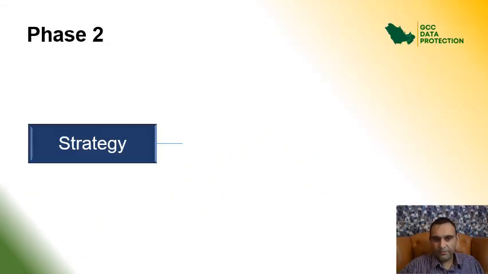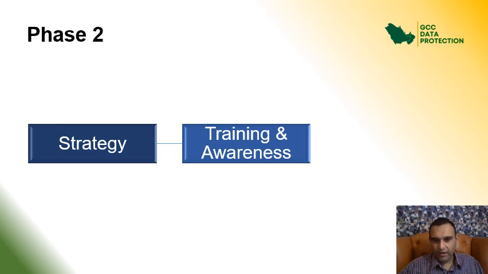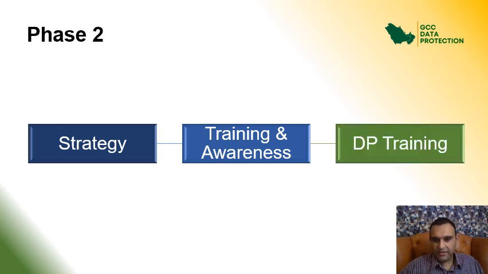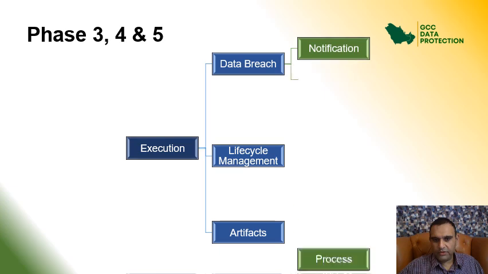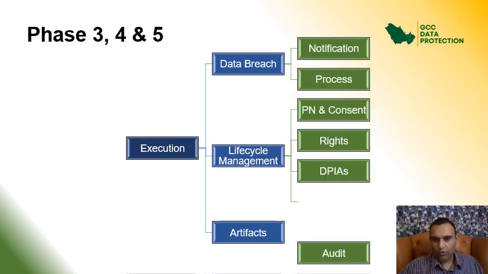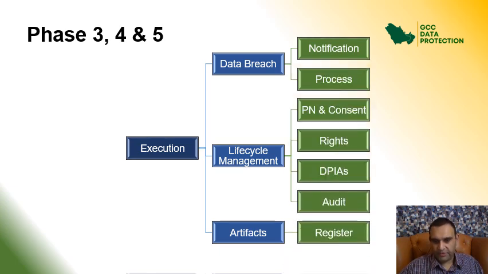Phase two, strategy, says training and awareness, and this suggests that we should deliver data protection training. Phases 3, 4 and 5, I'm not going to go into in too much detail, but they then start talking about all the other things that we would expect as part of a data protection regime. Notice that register is actually the last phase, and a register is an information asset register required for the PDPL, where you note down all of the personal data you have and information about it.